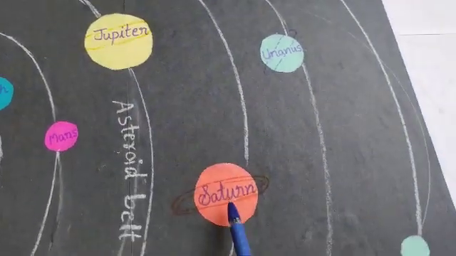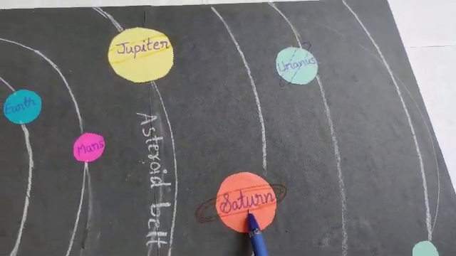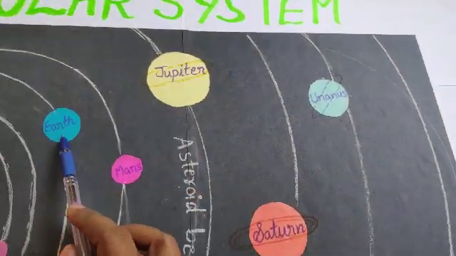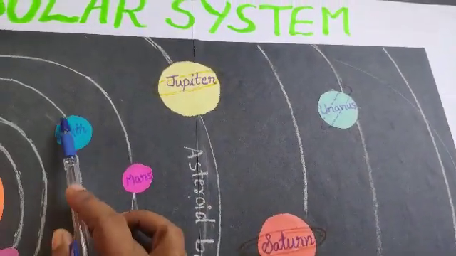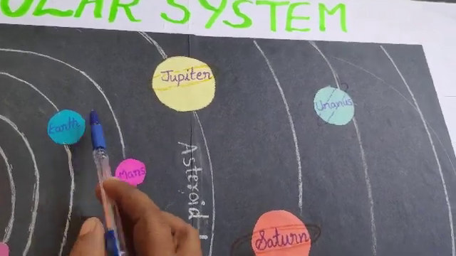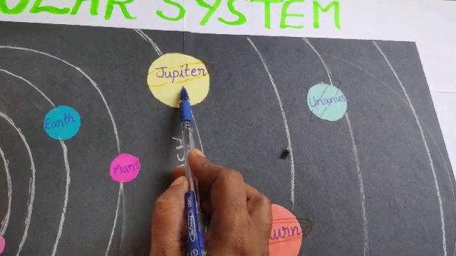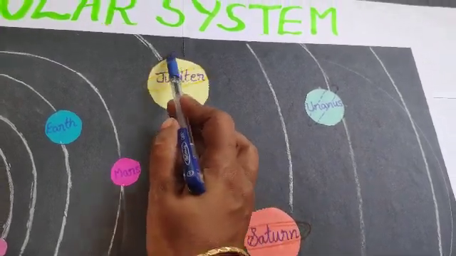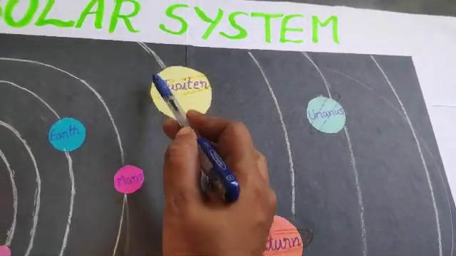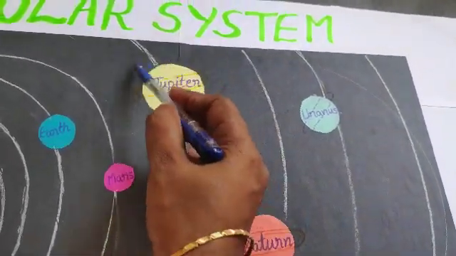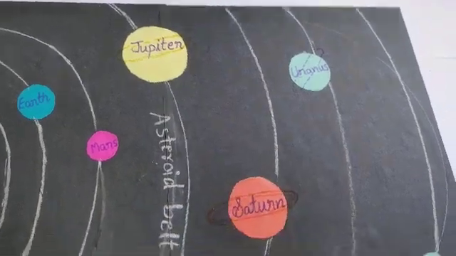And then next one is Saturn. Here Jupiter has moons, like our Earth has one moon. Like that, Jupiter is also having 16 moons. How many? 16 moons around Jupiter. Like our moon is visible to us, Jupiter is having 16 moons.